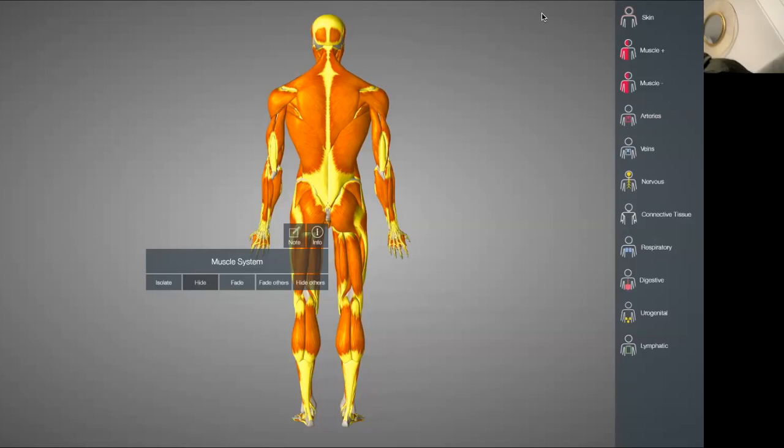Welcome back, everybody. Today we'll be discussing the superficial muscles of the back.